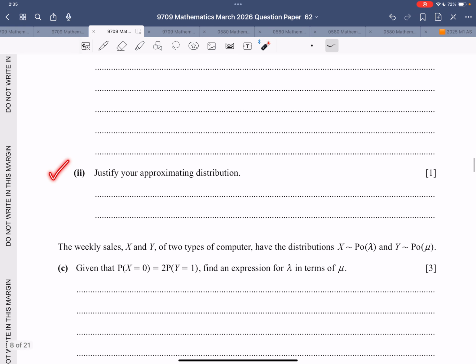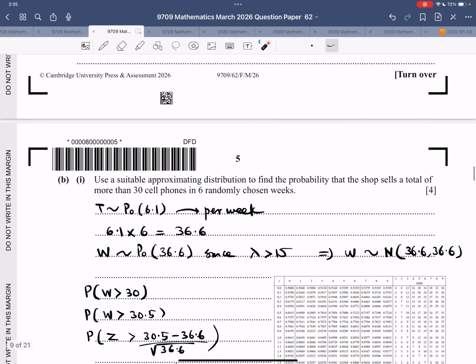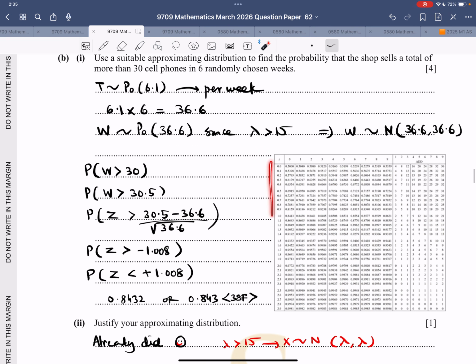Make a habit of justifying it even before they have asked. So this is B part 1, part 2. First, let's look at this. That's the normal table that I have used. So now the new lambda is this much.